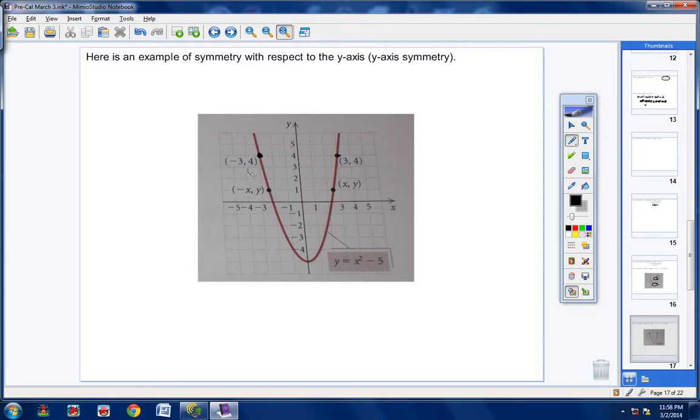Notice in y-axis symmetry, the x values change signs. So if I told you this point right here existed, whatever that point is, you know the point over here also exists. The only difference is whatever the x value was over here, you would change the sign of it over here. Okay, it's very important you understand that, okay? So in y-axis symmetry, the x values' signs are going to change, okay? All right, so let's continue on. This is a good picture of y-axis symmetry.